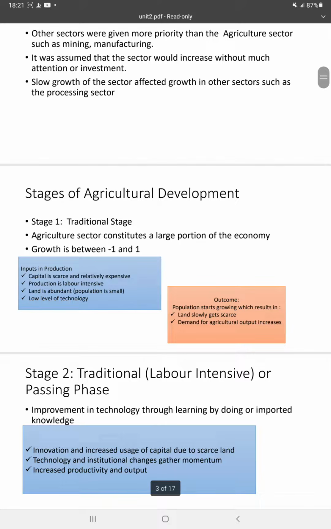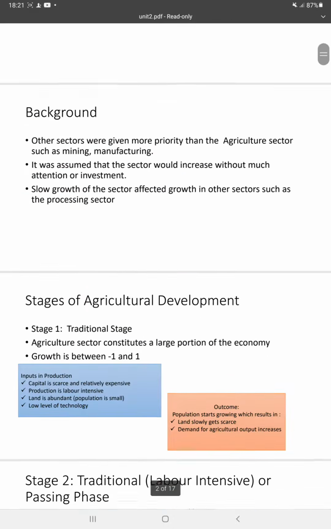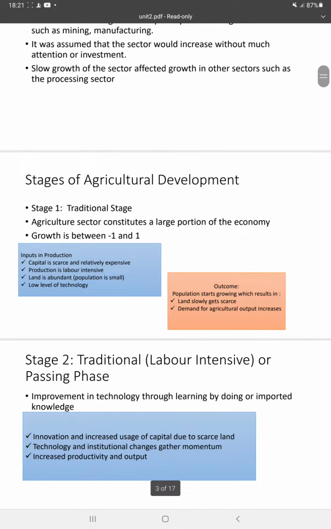Let's now quickly look at the stages of agriculture sector development. The development was segmented into three stages. The first stage being traditional, the second stage being labor intensive, and the third stage being dynamic or capital intensive. So let's start with the traditional stage. During the traditional stage, this is what happened. The agriculture sector constituted a large portion of the economy. So the growth was just between -1 and 1.